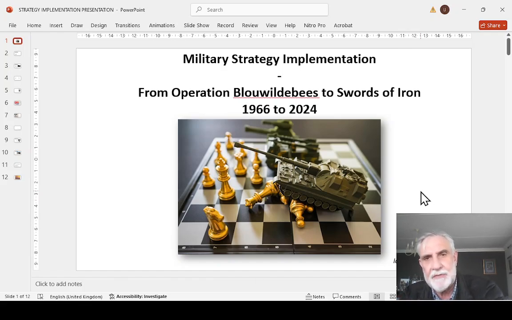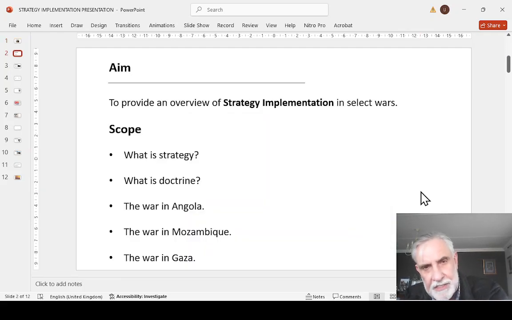So the topic of the presentation is military strategy implementation from Operation Blue Wildebeest to Swords of Iron, 1966 to 2024. The aim of the presentation is to provide an overview of strategy implementation in select wars, and in order to address that aim, we will take a look at topics like what is strategy, just briefly, because we can spend the whole day on that. What is doctrine, and then the examples that I spoke of, the war in Angola, the war in Mozambique against ISIS, and the war in Gaza.